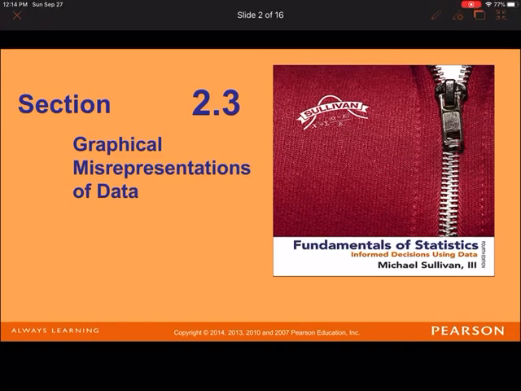Okay, so section 2.3 is about graphical misrepresentations of data. Again, I think you've heard me say before that one thing about statistics that we need to be careful of is that you can make statistics say anything that you want. So here are some examples of how you can misrepresent data.